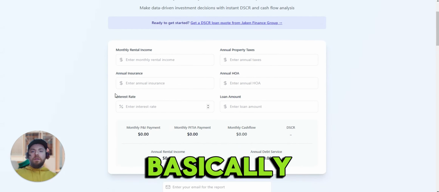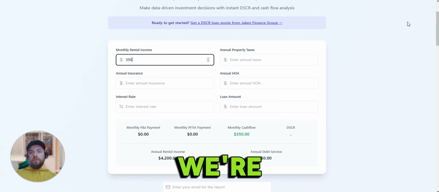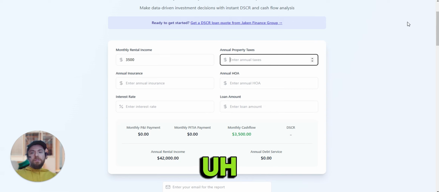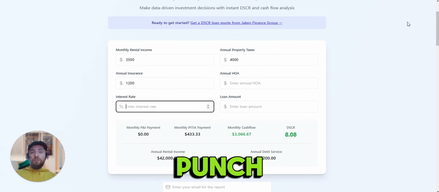But basically, you put in your hypothetical number, you put in your real numbers. I'm going to put in hypothetical numbers. So let's say we're making $3,500 a month, taxes, whatever, $4,000. This is just an example. You can punch in your own stuff.